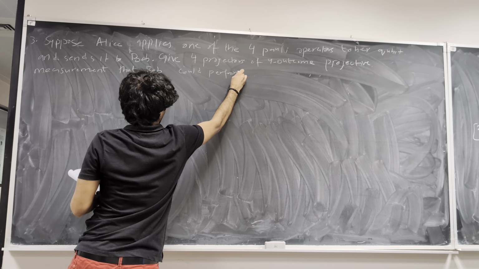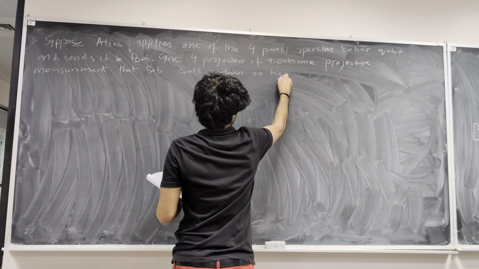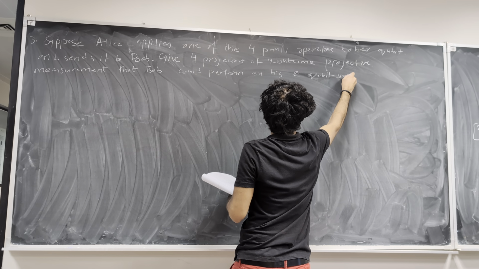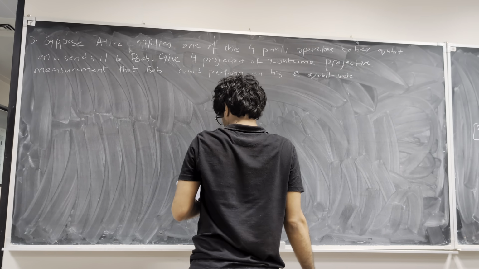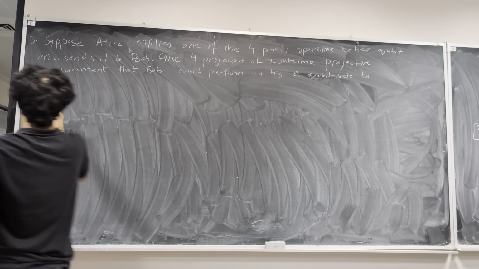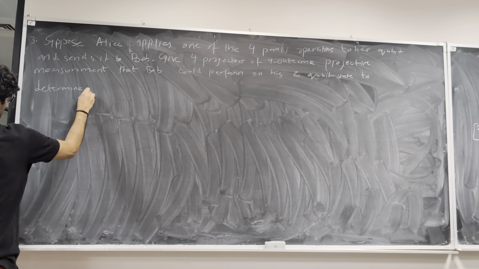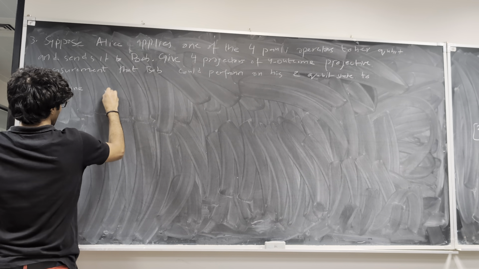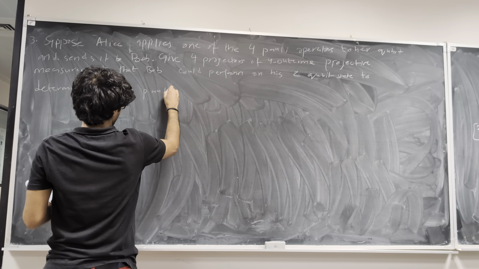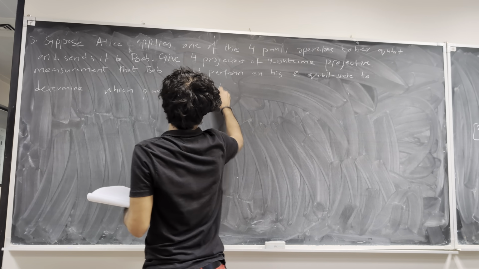that Bob would perform on his 2-qubit state to determine which Pauli matrix Alice applied.